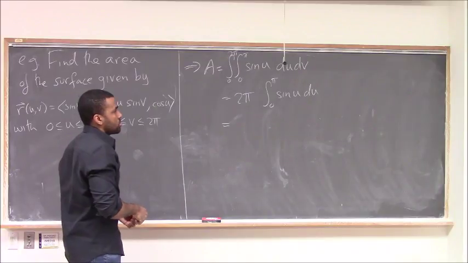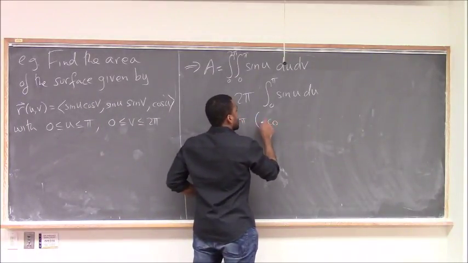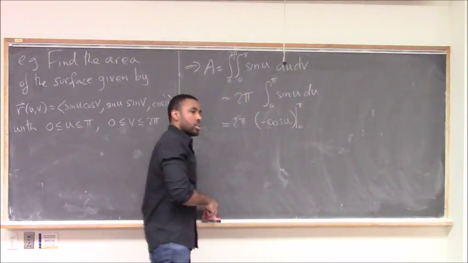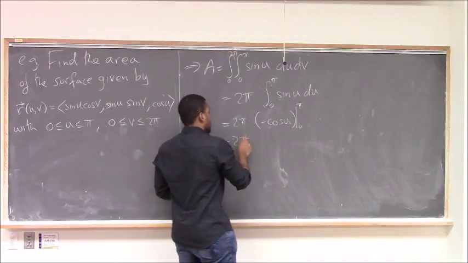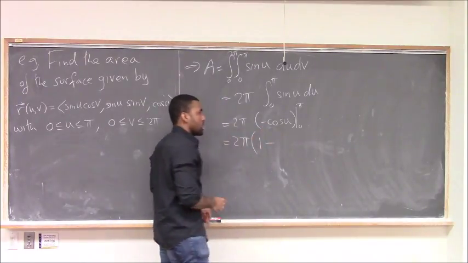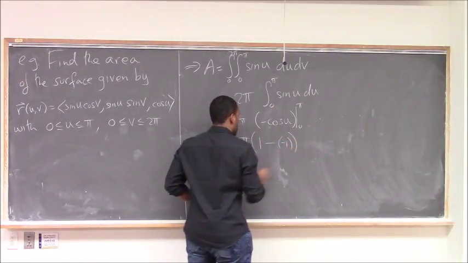4 pi? So negative cosine u. Right, so that's negative cosine u between 0 and pi. Cosine of pi is negative 1, but we take negative negative 1, so that gives us plus 1. Minus cosine of 0 is 1, but we take a negative 1 minus a negative 1, so 4 pi.